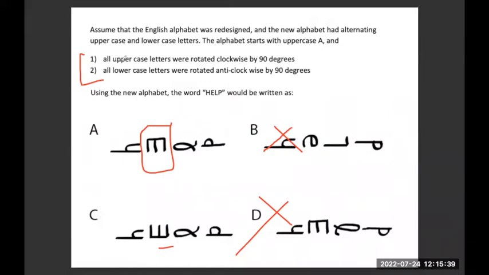Now, if you look at that, uppercase is rotated clockwise. So E, which looks like this, when it is rotated clockwise becomes like this, which is seen in option A, and that is the correct answer. By the rule of elimination, you will arrive at the correct answer. You really don't have to crack how HELP will be seen in this case or in any of the cases.